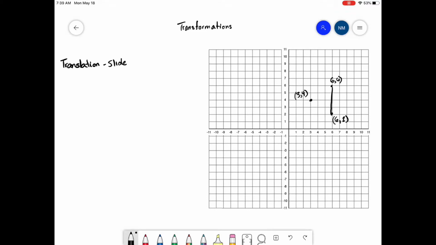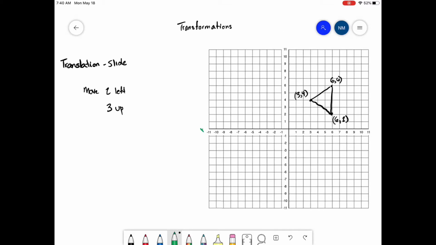When we're doing a translation, we're going to be given a rule. It might be something like you're going to move your shape 2 places to the left and 3 places up. When you're given this, you can do 2 things. The first thing you could do is you can go to your graph and you can simply move each point 3 places up and 2 places to the left. What you can also do is create a rule.